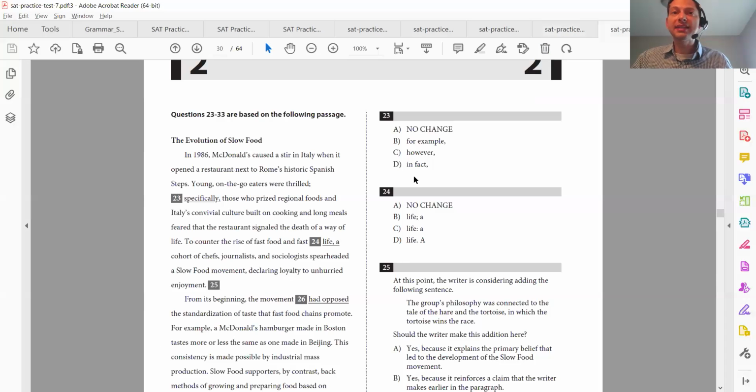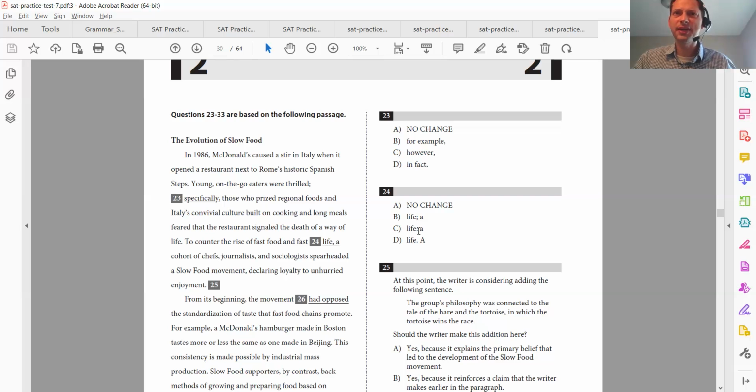Okay, let's move on to our last example, 24. I mean, we could go on all day, but hopefully you get the idea. Follow these rules, you'll be great. So 24. To counter the rise of fast food and fast life, okay, a cohort of chefs, okay, first of all, B and D are the same answer. Colon, period, same thing. They can't both be right. They're gone. C, to counter the rise of fast food and fast life, colon, is that a sentence?